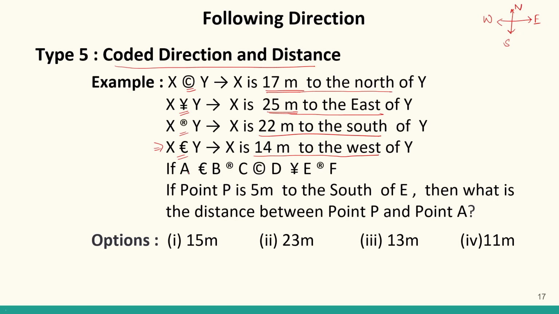So A is to the 14 meter west of B. Let me draw over here. A is to the 14 meter west of B. Similarly, B is to the 22 meter south of C. So B is how much? 22 meter to the south of C. Now C is how much? C is 17, I'm taking a reference here. C is 17 meter to the north of D.